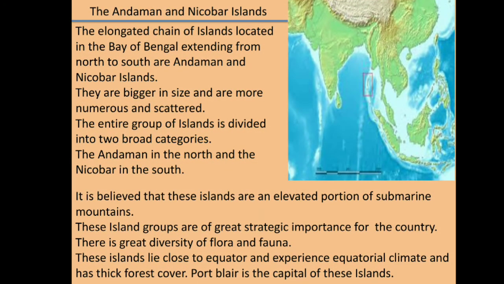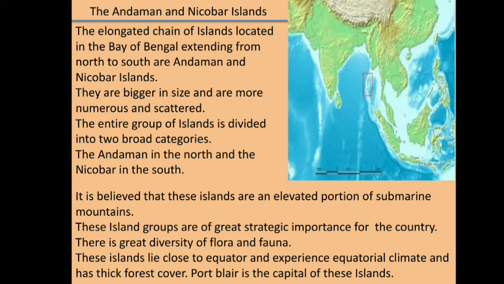The Andaman and Nicobar Islands are an elongated chain of islands located in the Bay of Bengal, extending from north to south. They are bigger in size and are more numerous and scattered. The entire group of islands is divided into 2 broad categories: the Andaman in the north and the Nicobar in the south. It is believed that these islands are an elevated portion of submarine mountains.